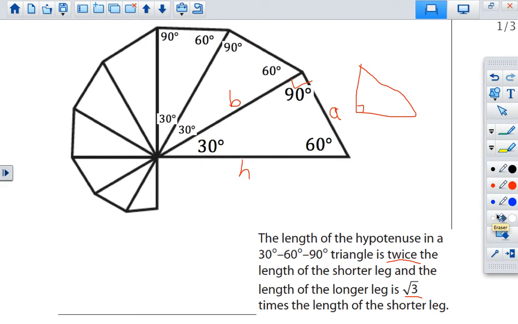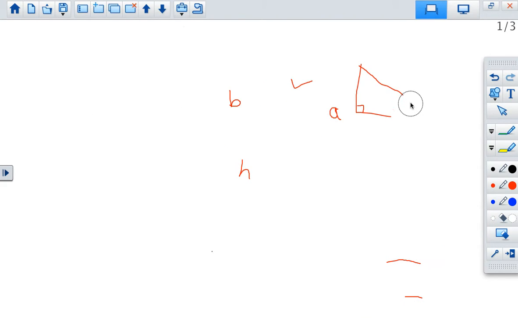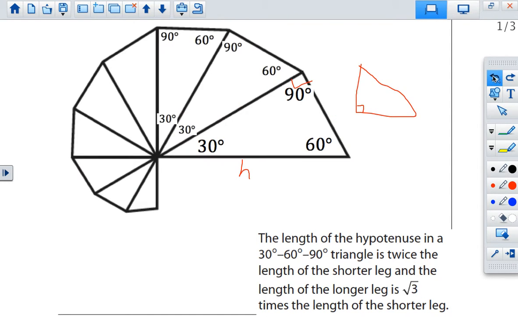So let's say we have, oh man, I can't believe I just did that. Let me get rid of all these red lines here.